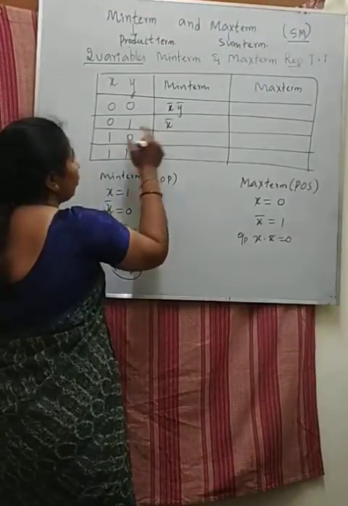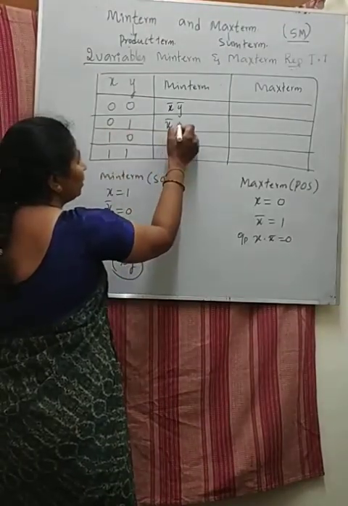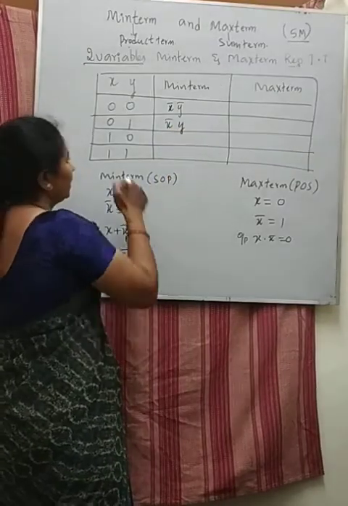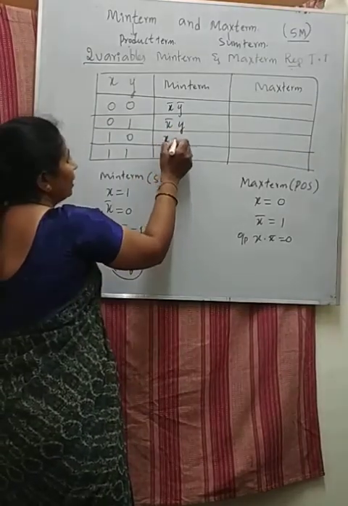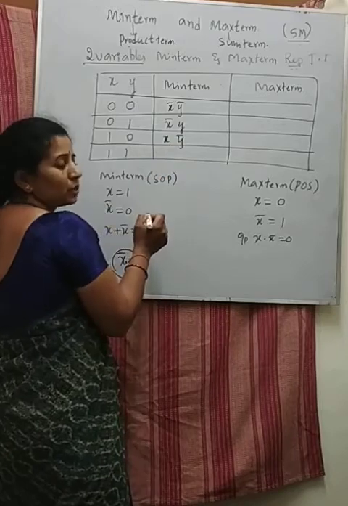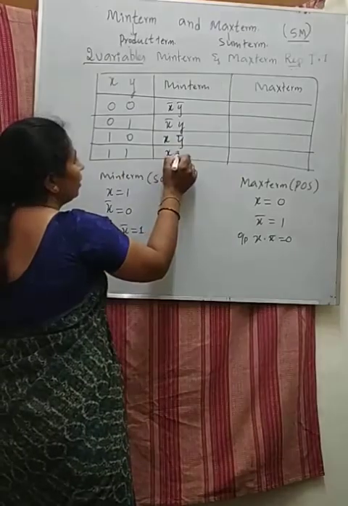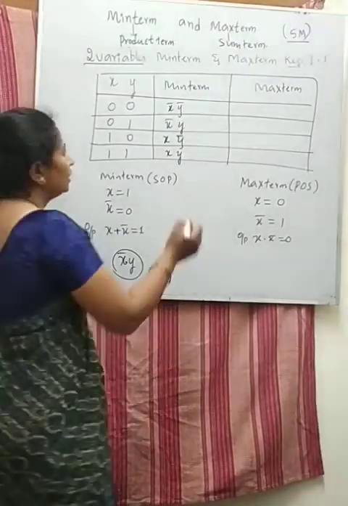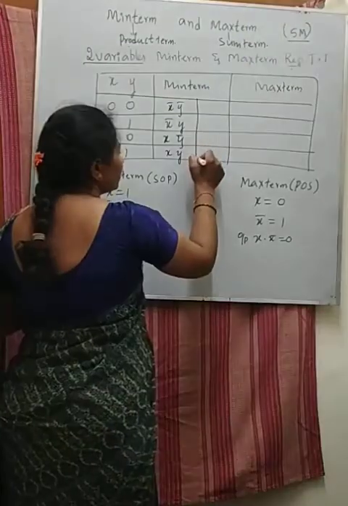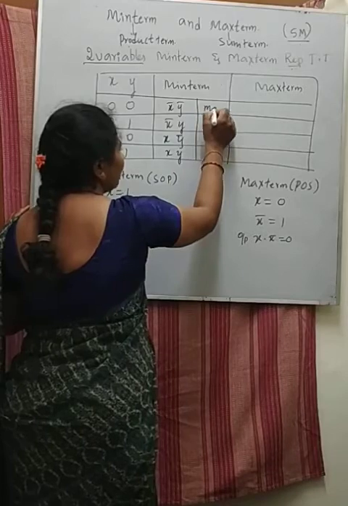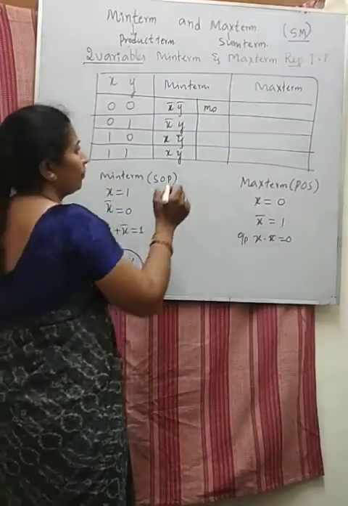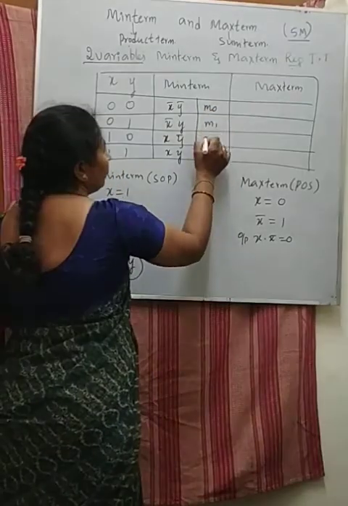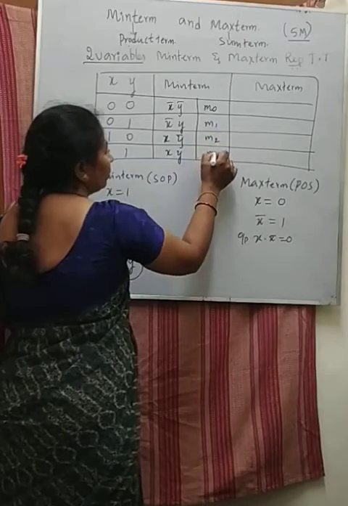Here x is complemented, 0. Why? X is uncomplemented, y is complemented. Here both are uncomplemented. Did you get it? It is represented with lowercase letter m: m0, m1, m2, m3.